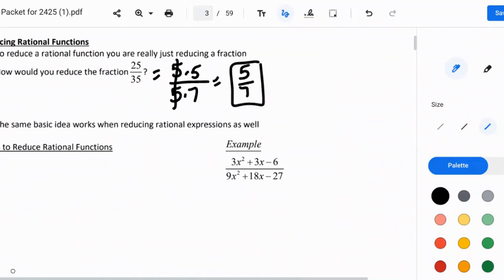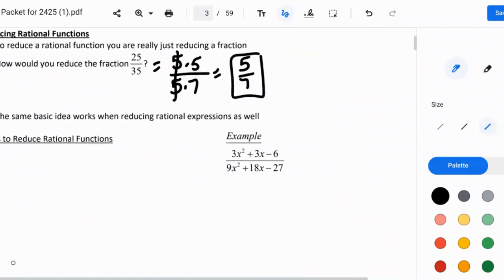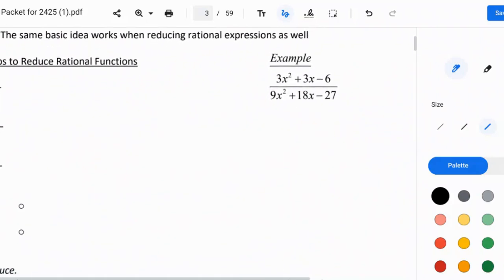We're going to use that same concept when we go to reducing these rational functions that have binomials and trinomials on the top and bottom, to make sure that we're getting it down to the simplest form, just like this 25 over 35. So same idea here. Our first step is we're going to factor the top and the bottom, or the numerator and denominator, as much as possible.